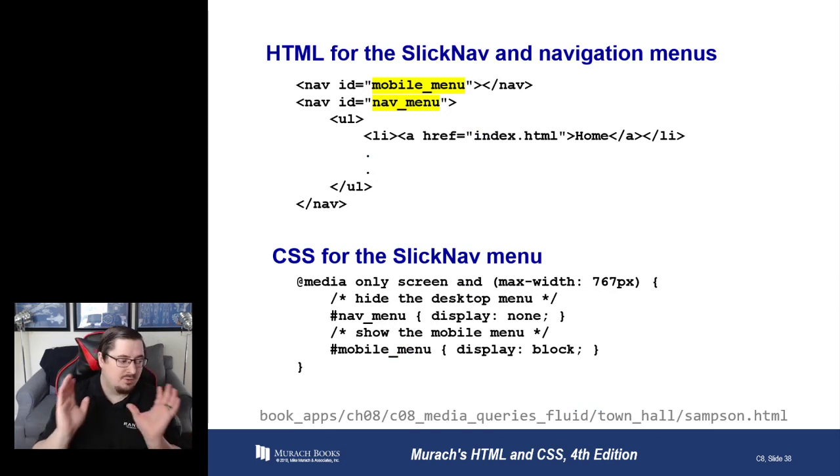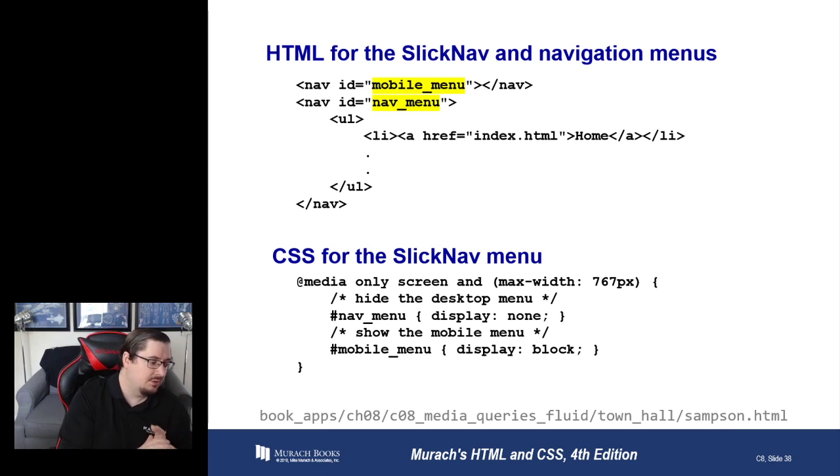Now, the mobile menu, we don't put any HTML in there. SlickNav will go ahead and create all of the HTML for the mobile version of that based on what's in the desktop version. So we'll just leave that nav tag empty. We just need to give it that ID. So nav menu and mobile menu.